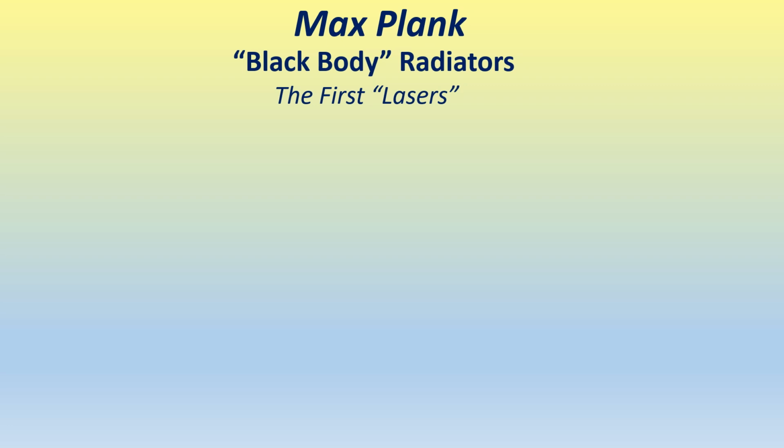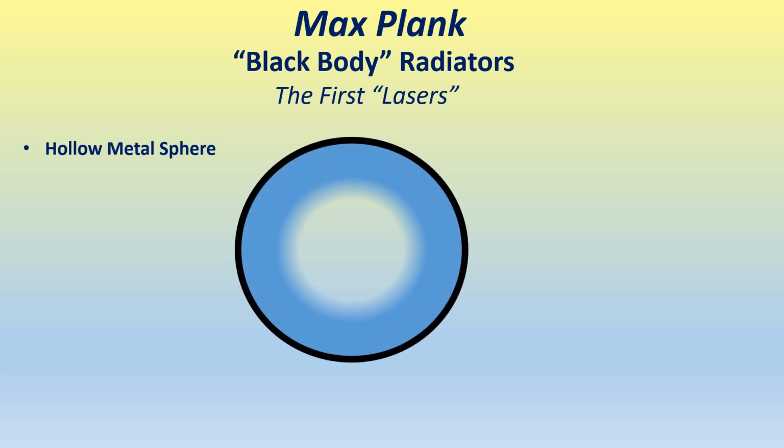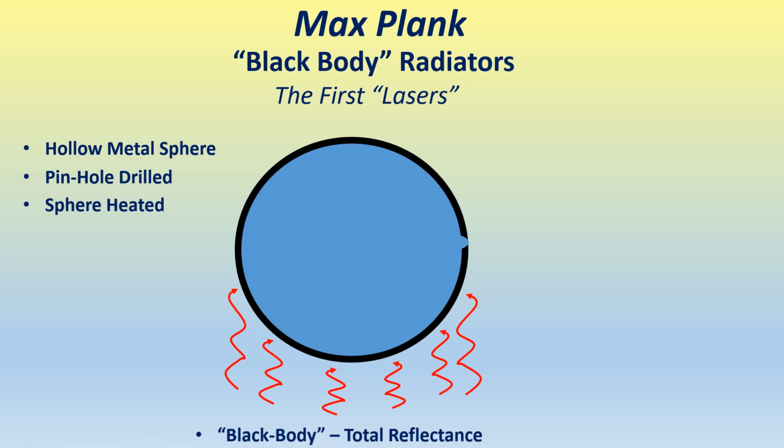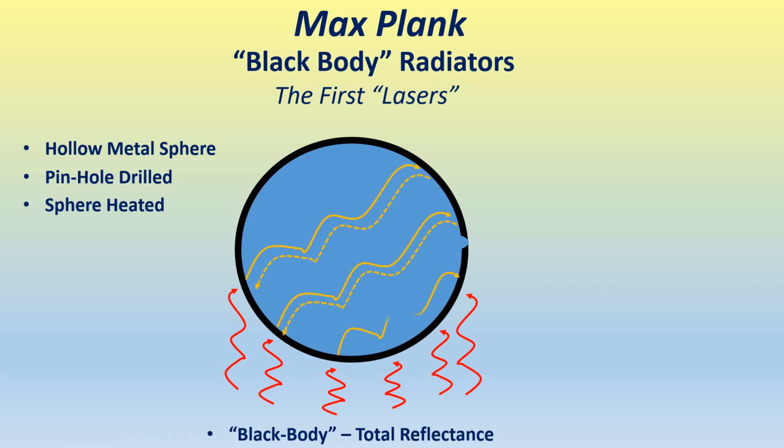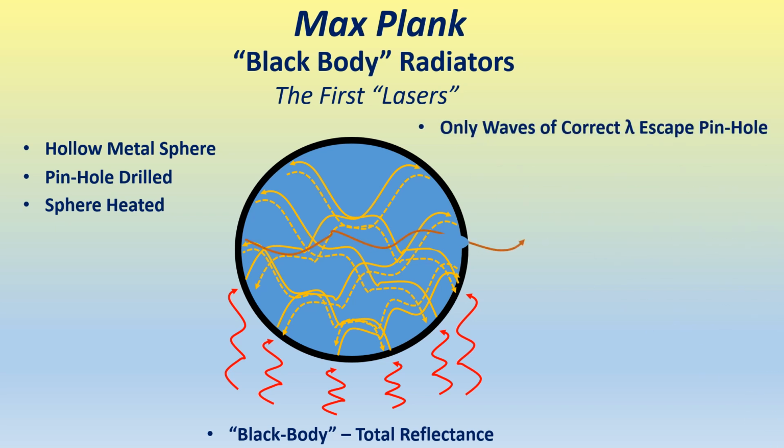A black-body radiator was essentially a hollow metal sphere that had a pinhole drilled in it. That sphere would be heated up, and when it heated up, it would produce light. However, since it was a so-called perfect black body, there was total internal reflectance, so the light produced internally would just bounce around the inside, and no light would be produced from the surface. As a matter of fact, the only light that escaped would be anything that could get through the pinhole.